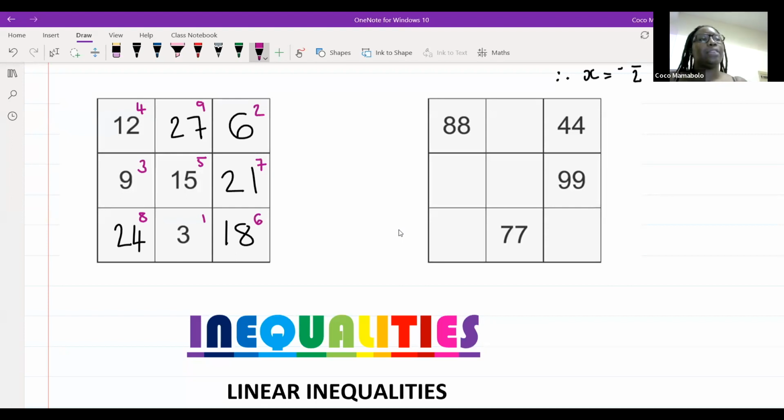Do you guys see how I've used all the numbers 1 to 9, but I've used each of them only once? I've used 1, 2, 3, 4, 5, 6, 7, 8, 9. And if I add all of them up, if I go 4 plus 3 plus 8, that gives me 15. And 9 plus 5 plus 1 gives me 15. And 2 plus 7 plus 6 gives me 15. And 8 plus 1 plus 6 gives me 15. And 3 plus 5 plus 7 gives me 15. And 4 plus 9 plus 2, 15.